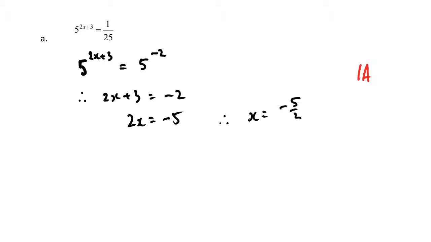So what you had to do is to express the 1/25 as 5 to the minus 2. Once we have both of the bases the same, we can equate the two indices, so we can let 2x plus 3 equal negative 2, and then when we solve this we get x is equal to negative 5/2.